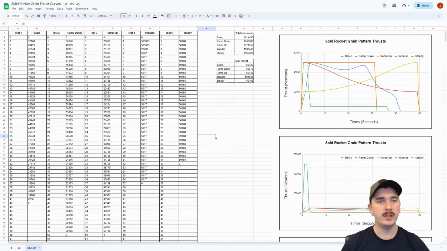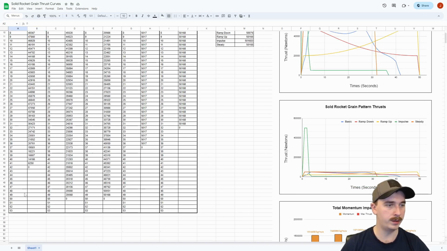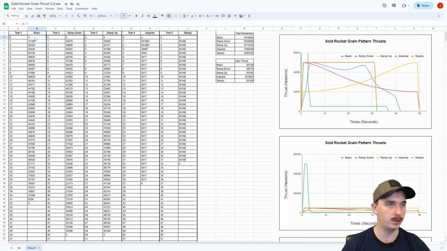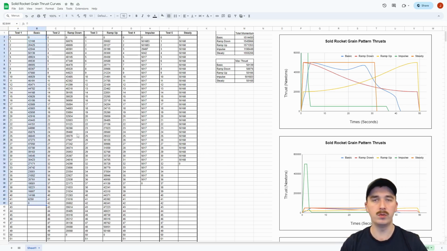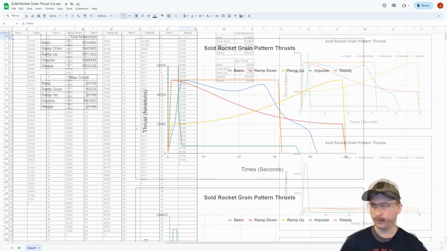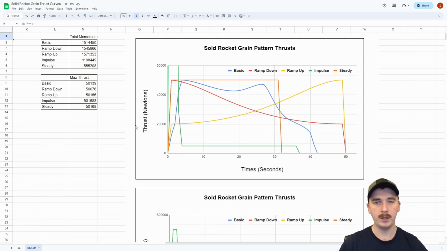So after running each of those tests, I went to Google Sheets and threw all this information into a spreadsheet. Here you can see the time on the left column, and then the right column is the thrust in newtons for each of the tests. We have our first test, which was the basic, and then ramp down, ramp up, impulse, and last was steady. And then from that raw data, I plotted it on a graph here so you can see over time how each of these thrust curves change.